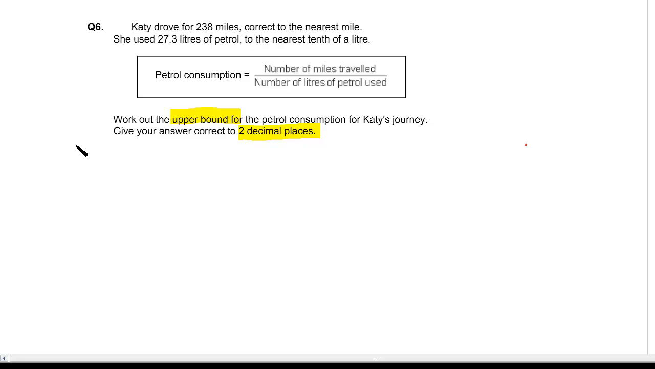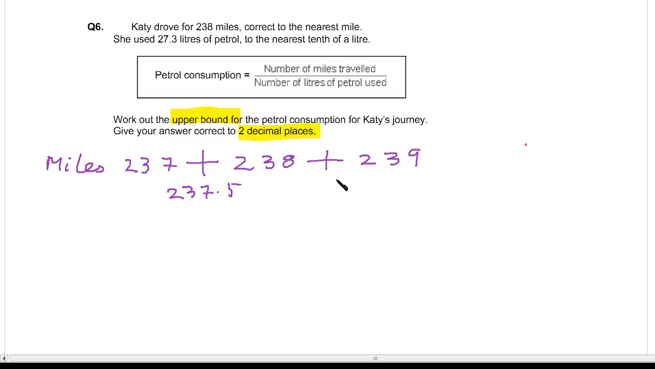So the first thing we need to do is work out the boundary values for the data we're going to put in. So number of miles travelled, if we call that miles, we've got 238 as the value given to us. Now, what I reckon you should do is, if that's the nearest mile, work out what the nearest mile above and below is, which is 237 and 239. Now your boundary values will be halfway between these. So 237 to 238 is 237.5, and from 238 to 239 is 238.5. So this is our upper bound, and this is our lower bound.